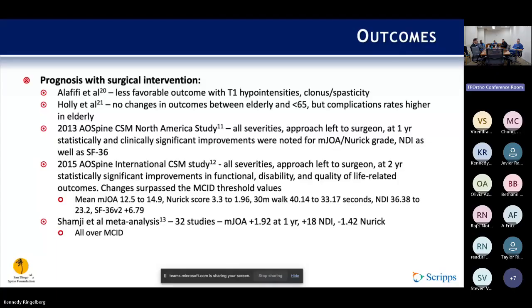There are a couple of studies that demonstrate that functionally, all patients tend to do better with surgery, but all of these are based on functional scores. And ultimately, the surgical approach involved was not necessarily a significant factor.